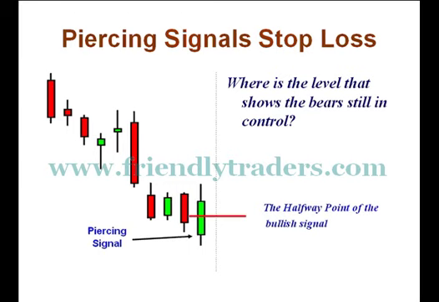The piercing signal at the bottom, usually created by a long-bodied candle, also has 2 logical stop-loss points. Prices should not close more than halfway down that candle if it was bought on confirmation that day. And prices should not come back down through the open of that signal anytime during the day. That would indicate that the bears are still in control.